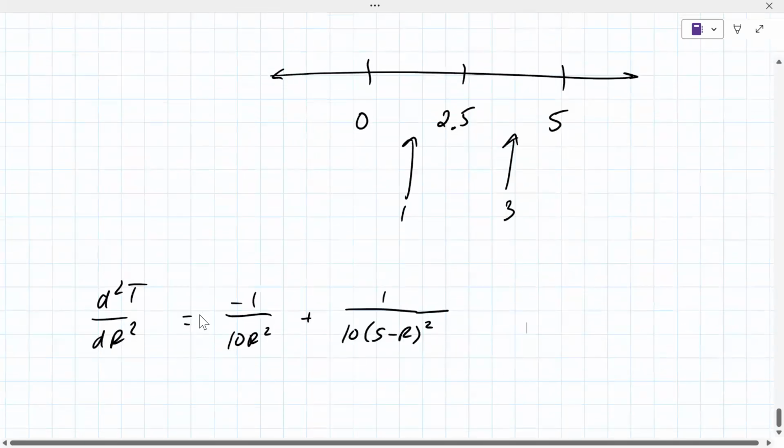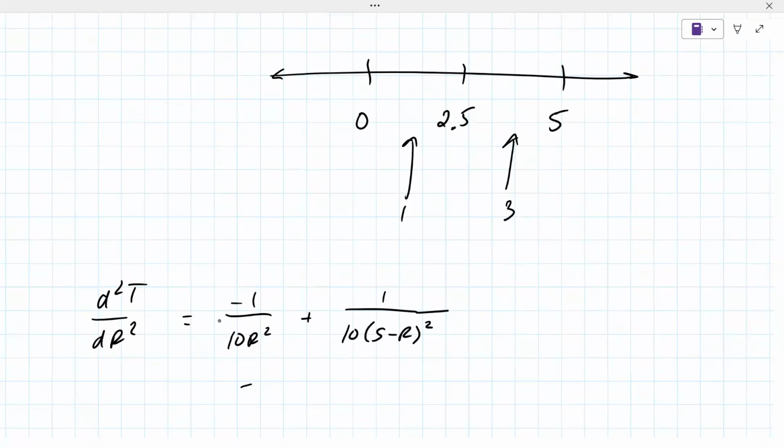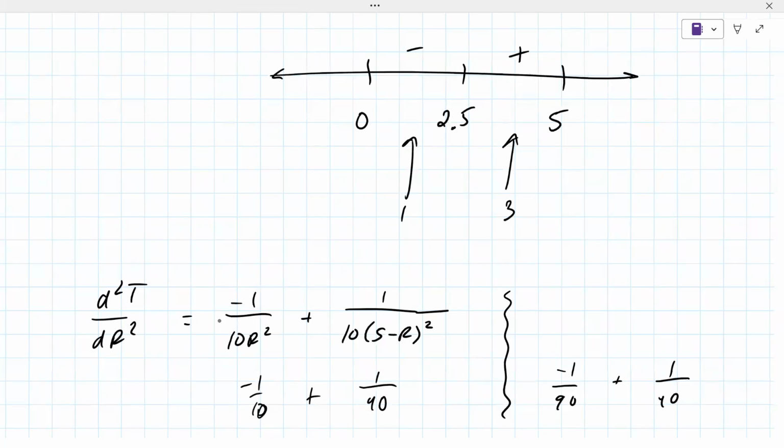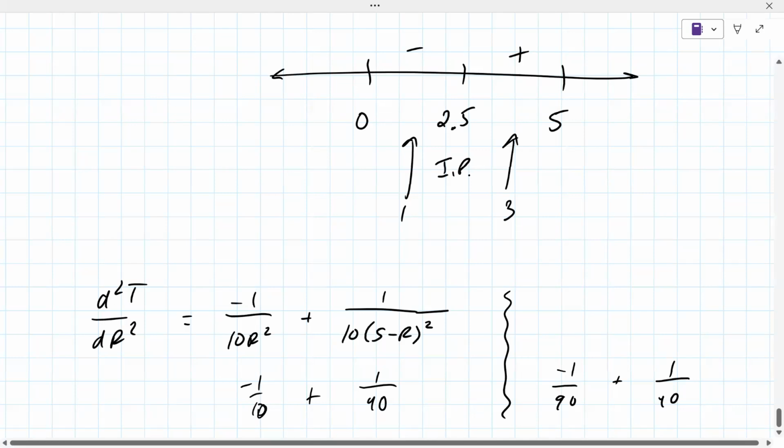When you put 1 in, negative 1/10 times 1 squared, you get negative 1/10 plus 1/16, which becomes 1/40. And so, which is bigger? Negative 1/10 is bigger. So this is negative. And we've got to try it at 3. You get negative 1/90 plus 1/5 minus 3 is 2 squared, 4, 1/40. This time it's positive, and looky there, it is an inflection point. You could have just said that, but you wouldn't be showing, proving, or verifying it.